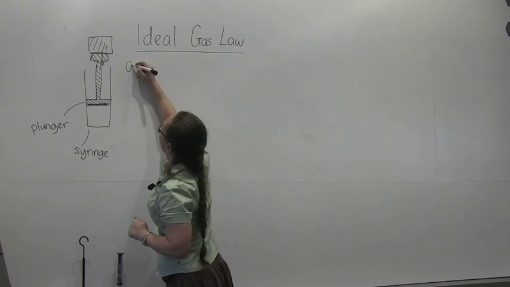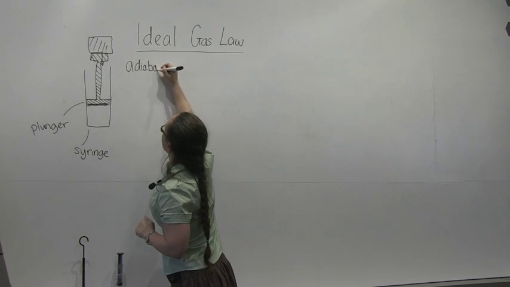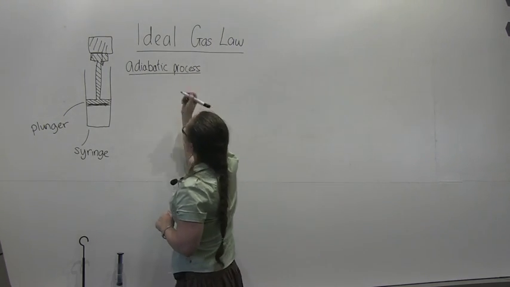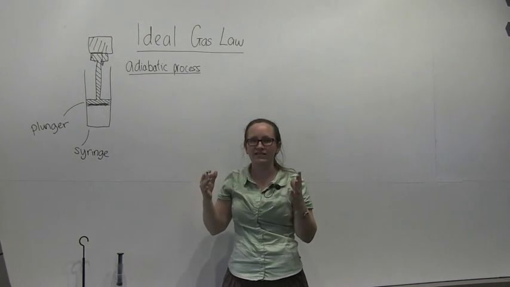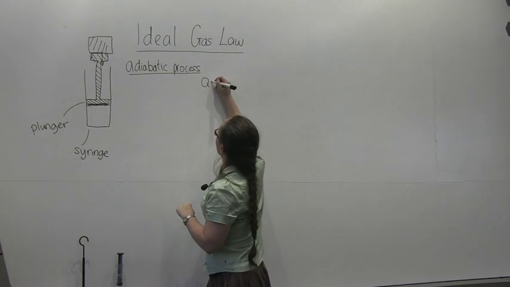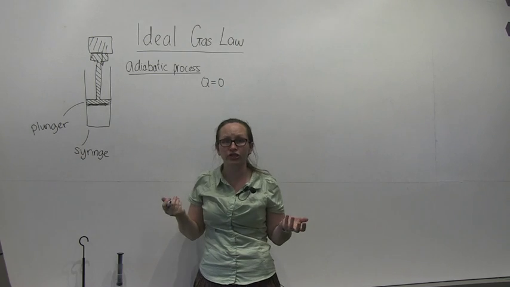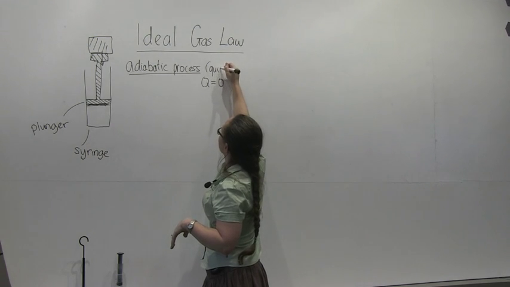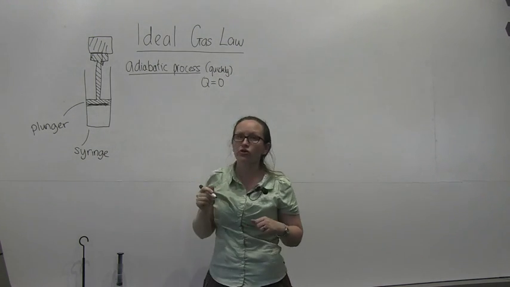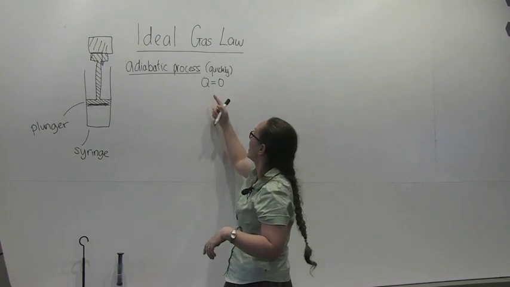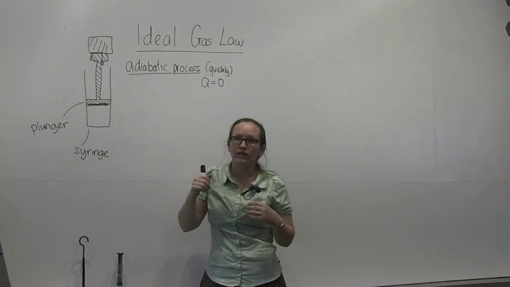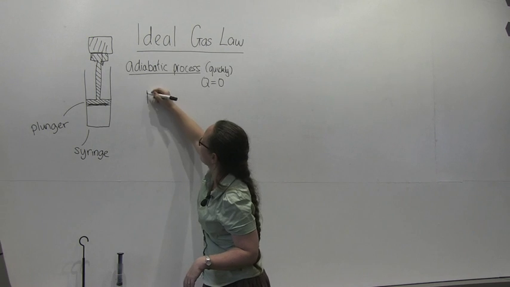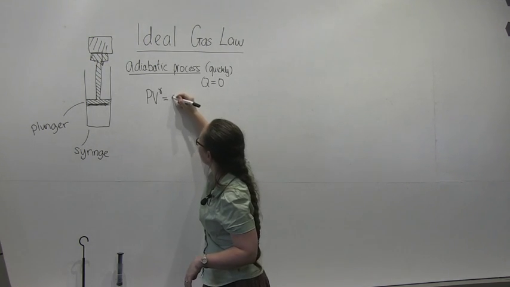An adiabatic process is one in which no heat is transferred. So Q is equal to 0. Now, how you're going to achieve this in the lab is you're going to compress it very quickly. If you do something quickly, then there's no time for the heat to be transferred, and so Q is equal to 0. Now, for an adiabatic process, the gas also obeys the equation PV to the gamma is equal to a constant.